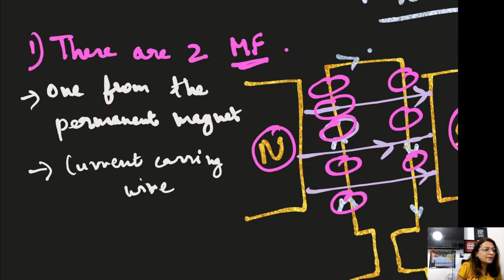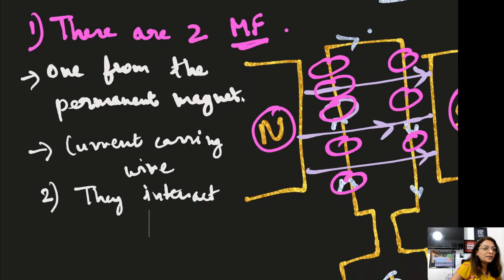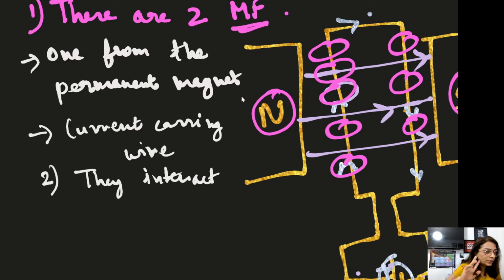What do these two magnetic fields do? One from the permanent magnet, one from the current carrying wire. Do they do nothing, or do they interact with each other? Yeah, they interact. The two magnetic fields are interacting. This is a key wording you will be using, okay? The two magnetic fields are interacting.